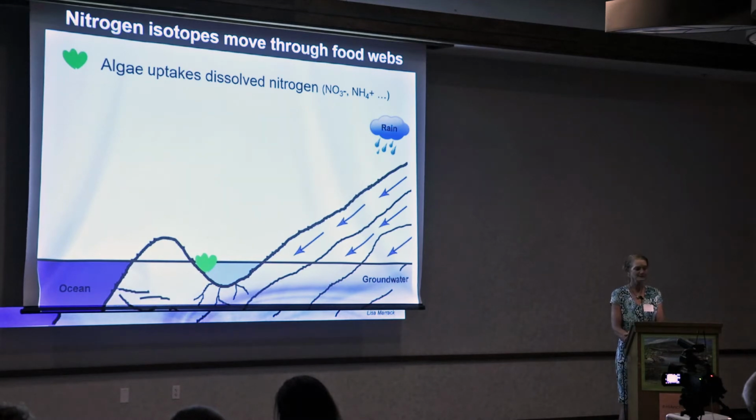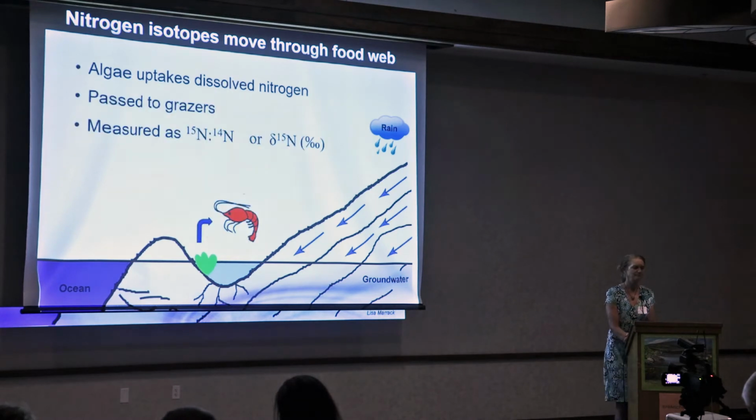The basic idea is there are these dissolved nutrients in groundwater and ocean water, and the algae is going to take up this dissolved nitrogen into its tissue. These molecules and atoms are passed up to the grazers, in this case our Opaiula, our Halocaridina rubra. And we can measure nitrogen isotopes. Typically, it's measured as a ratio between nitrogen 15, which has one more neutron, and nitrogen 14.